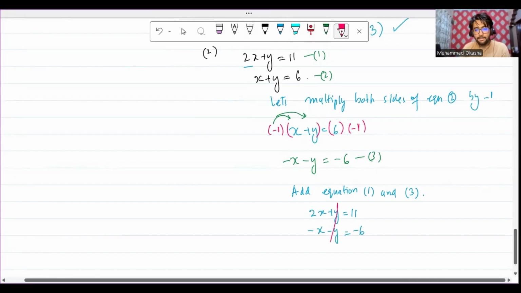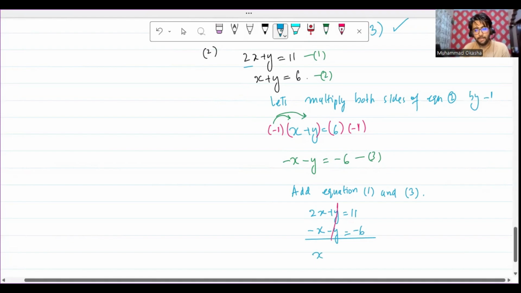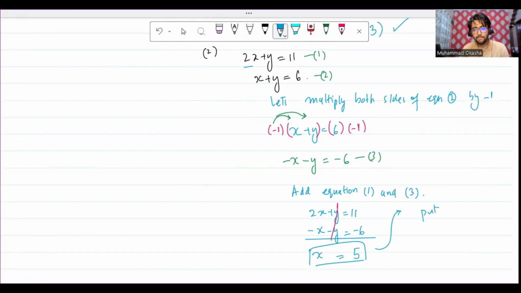I can instantly see the y canceling out. 2x minus x is just x, and 11 minus 6 is just 5. So we got the value of x, which is 5, right? Let's work out the value of y. Now, you can put x in any equation you want. Let's put x equals 5 in equation 1.